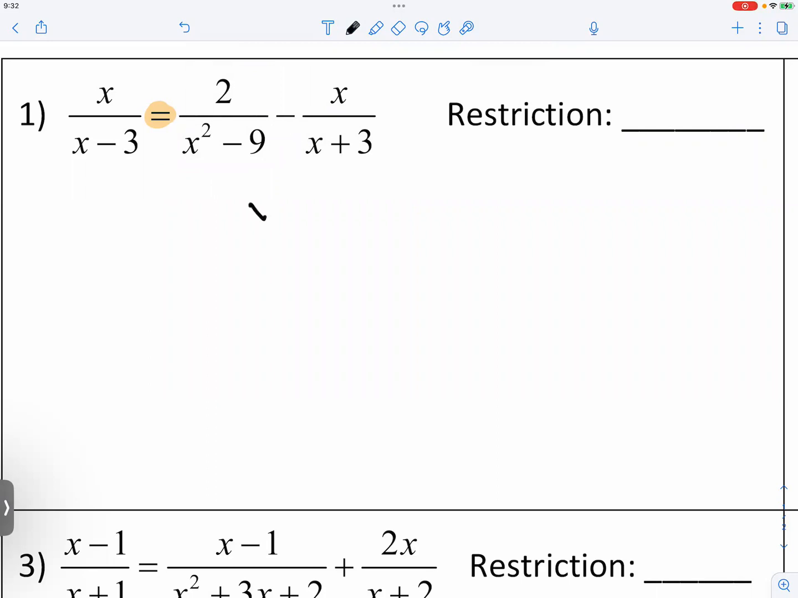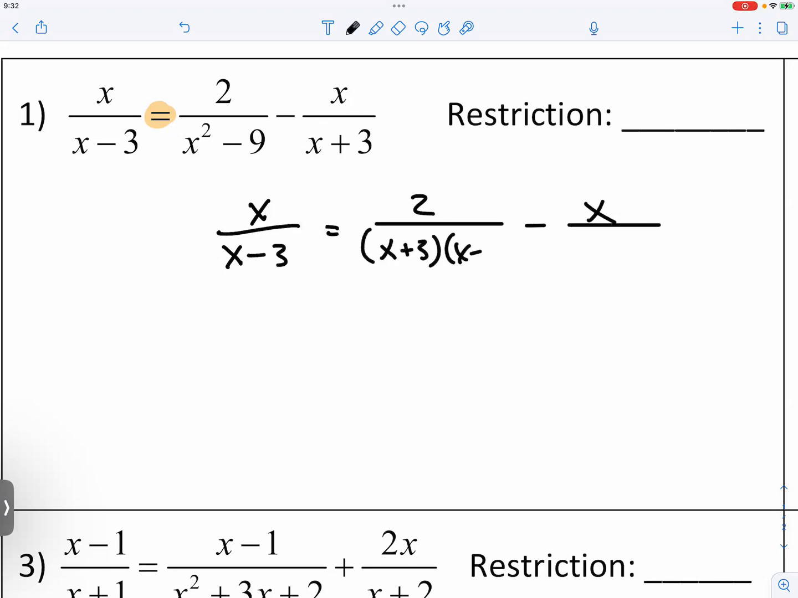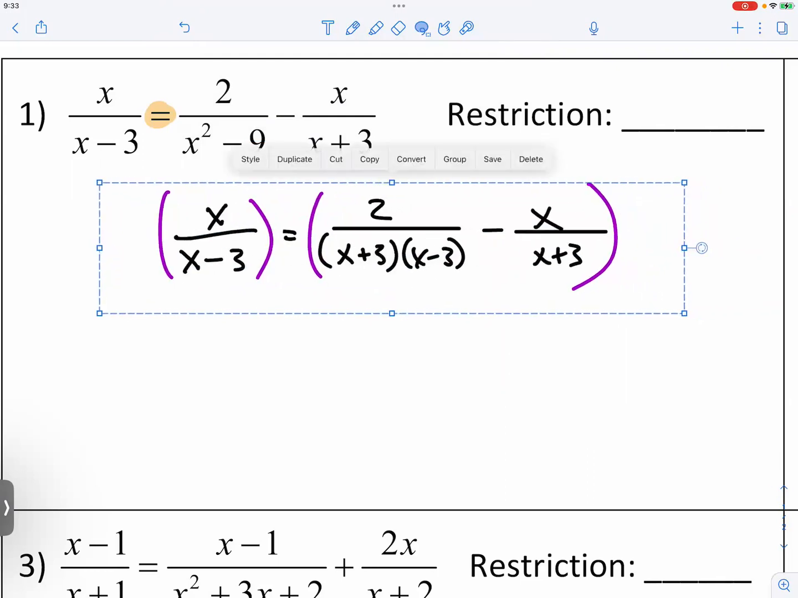All right, so let me do something about x squared minus 9. I can do something about it because x squared minus 9 is equal to x plus 3 times x minus 3. So that's excellent. We have it factored, and now with a better view of what we can multiply to get rid of all the denominators, what can we multiply to get rid of all the denominators?